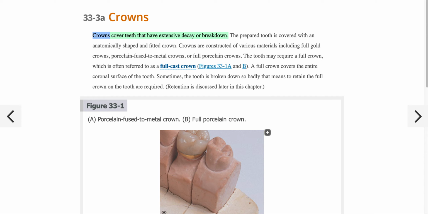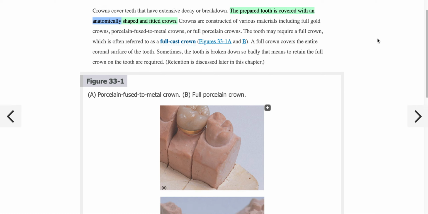Crowns. Crowns cover teeth that have extensive decay or breakdown. The prepared tooth is covered with an anatomically shaped and fitted crown. Crowns are constructed of various materials, including full gold crowns, porcelain fused to metal crowns, or full porcelain crowns. The tooth may require a full crown, which is often referred to as a full cast crown, figures 33-1A and B. A full crown covers the entire coronal surface of the tooth.